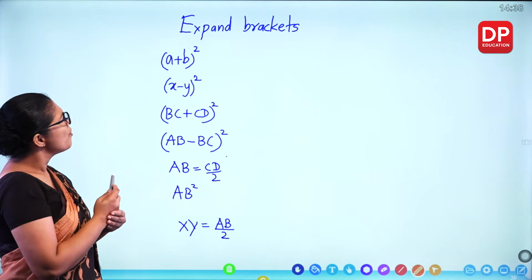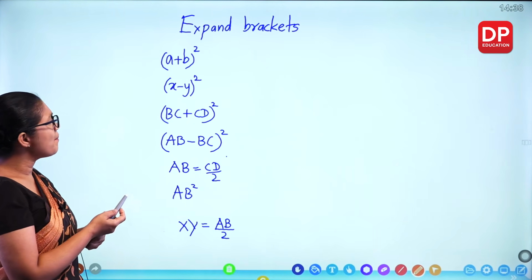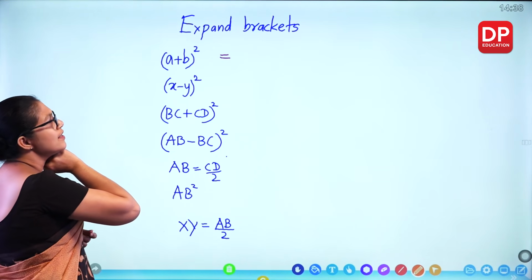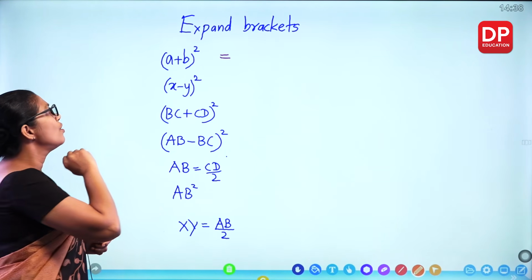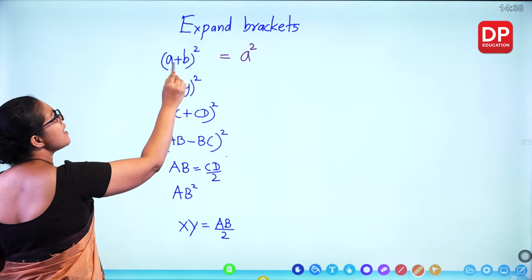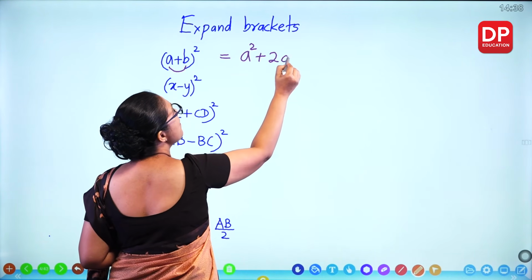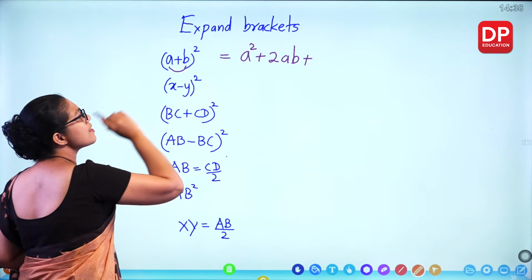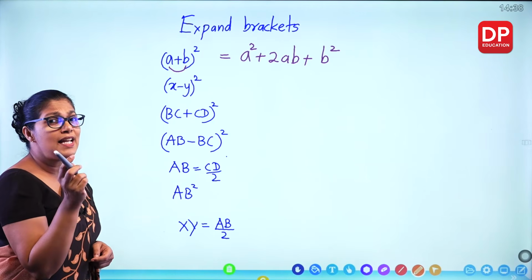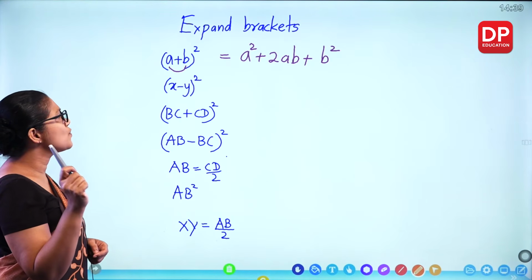Now, again you need to know how to expand brackets. We'll take some examples and see whether you can remember this. A plus B whole thing squared. What's the easiest way to do it? Square the first term, then double of first and last, 2 times A and B, 2AB, plus the last term squared. You get 3 terms. Don't forget that, because most of the students I have seen just write A squared plus B squared. That's wrong. You are getting a middle term as well.